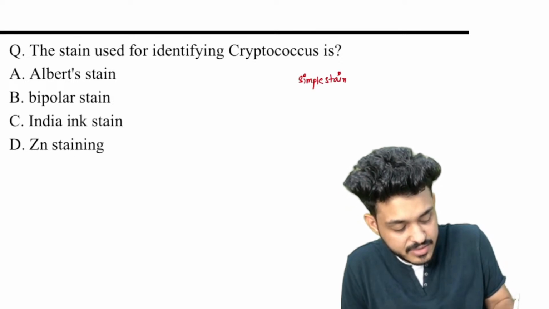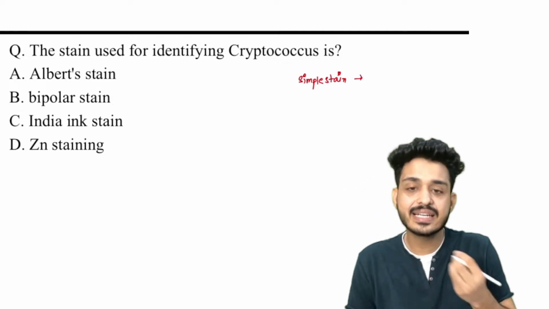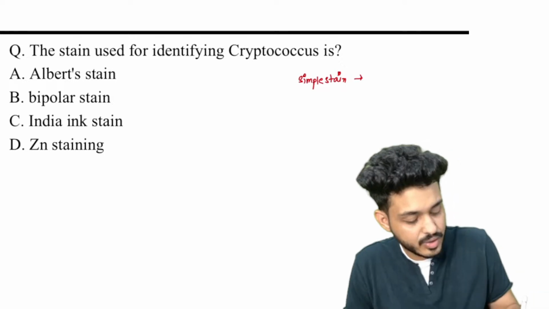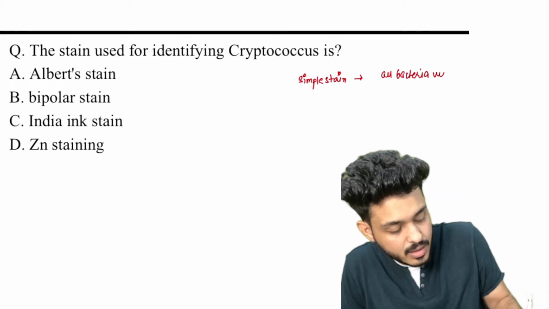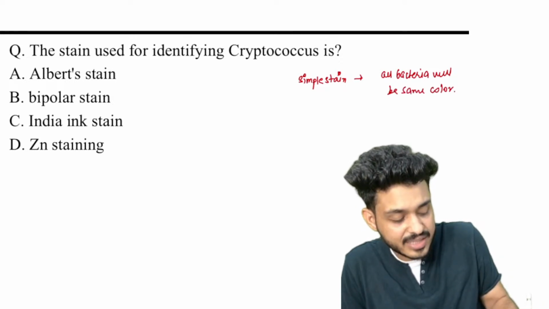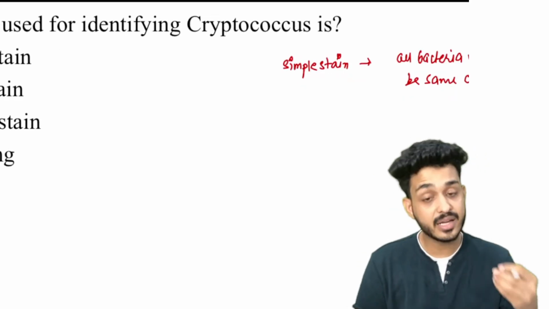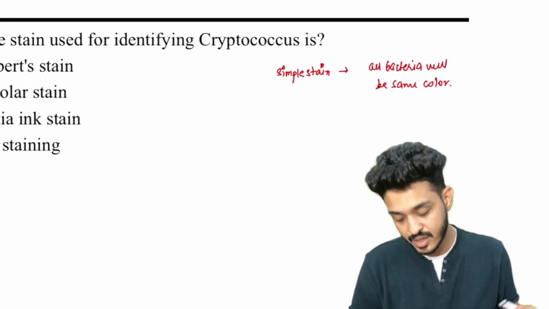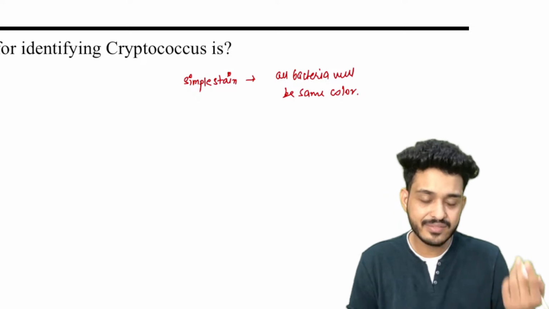Simple stain means what? We are giving a single color to all the bacteria, so all bacteria will be the same color. Can anyone give me an example? Let's revise everything. Bacteriology and microbiology is a very volatile subject. You have to revise it again and again, right? So what is the stain that would be giving you a single color?